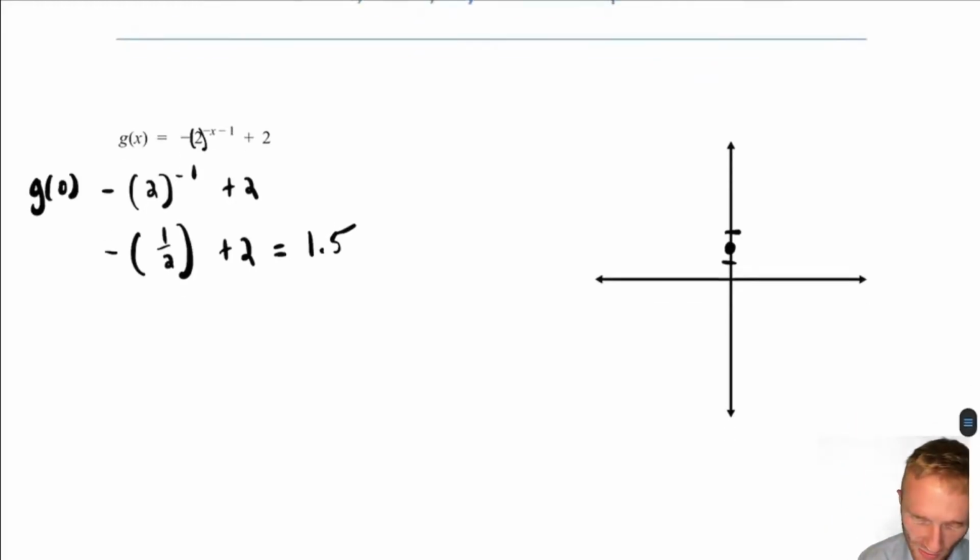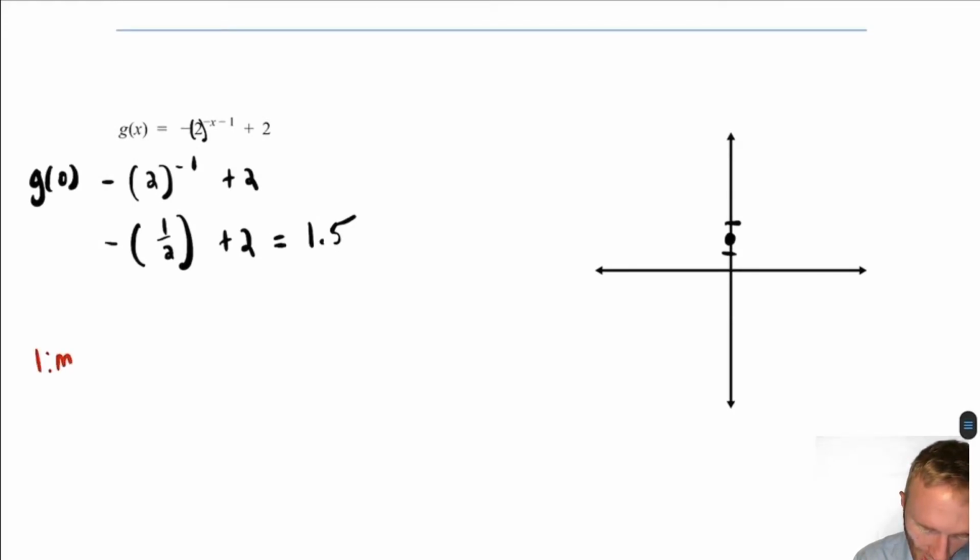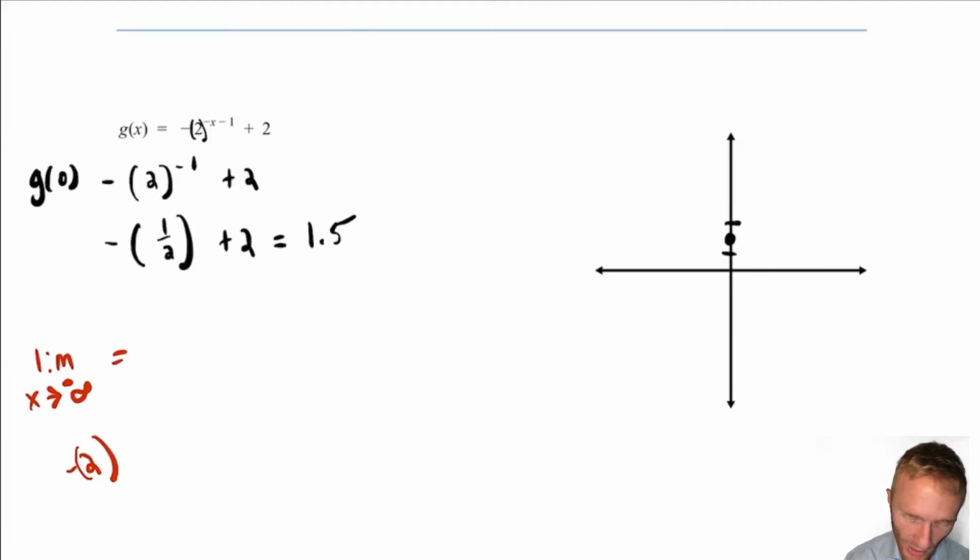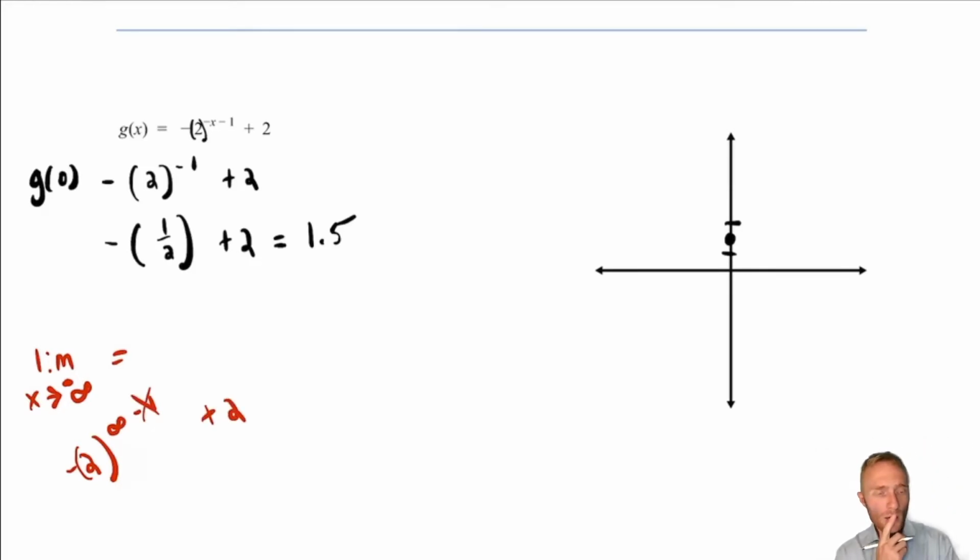Let's think about what happens as x heads to negative infinity. Limit as x heads towards negative infinity. Not going to write this yet. I'm going to just do scratch work down here. We'd have negative, pause, 2 to the negative x minus 1 plus 2. So negative infinity, this is positive infinity minus 1 plus 2. The minus 1 stops mattering. Okay, so 2 to the infinity, that's infinity.